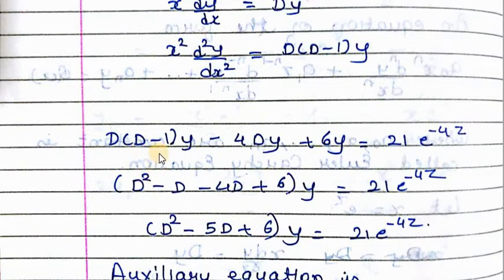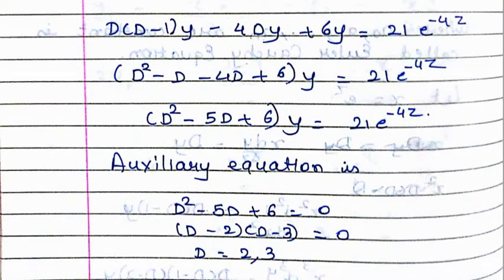Now we have to simplify this result. D into (D minus 1) gives D square minus D, this is minus 4D, plus 6y equals 21 e raised to minus 4z. Now minus D and minus 4D, the result is minus 5D. So we have (D square minus 5D plus 6) y equals 21 e raised to minus 4z.